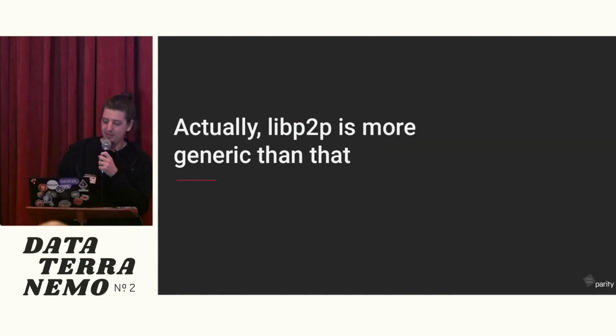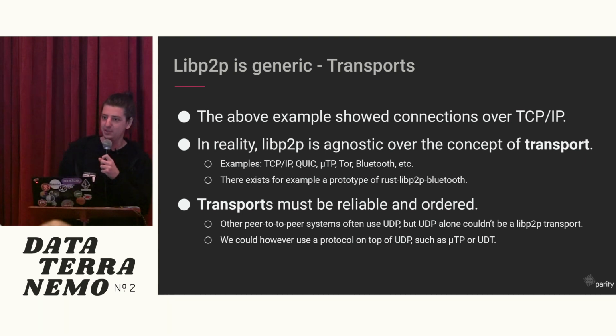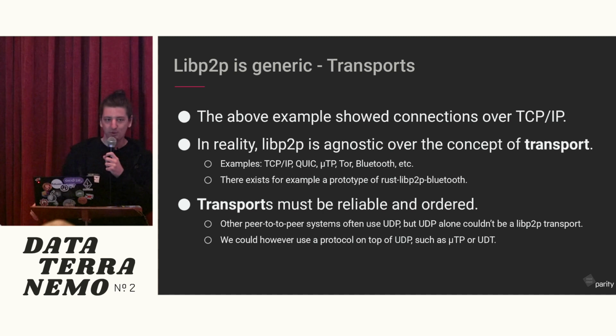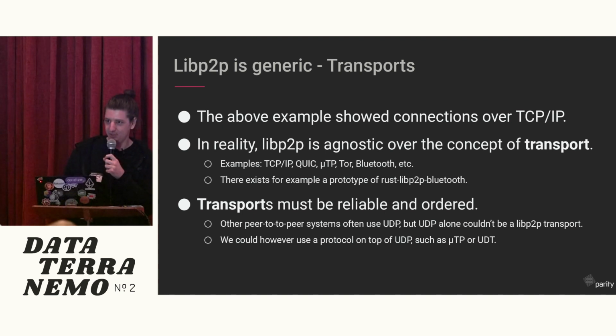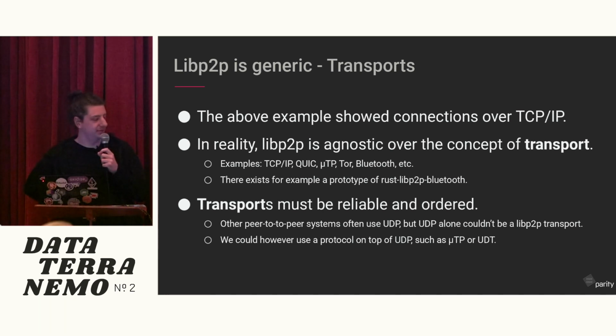But there is a twist, which is that libp2p is more generic than that. libp2p is generic over the concept of transport. In the example I just presented, I showcased TCP/IP, but libp2p can use anything. It can use TCP/IP, QUIC, Tor, Bluetooth, whatever you want. It's not tied to TCP/IP. That's one of its huge strengths. The only constraint is that transports must be reliable and ordered. For example, you cannot use UDP. A lot of peer-to-peer networks use UDP, but we don't because of that.